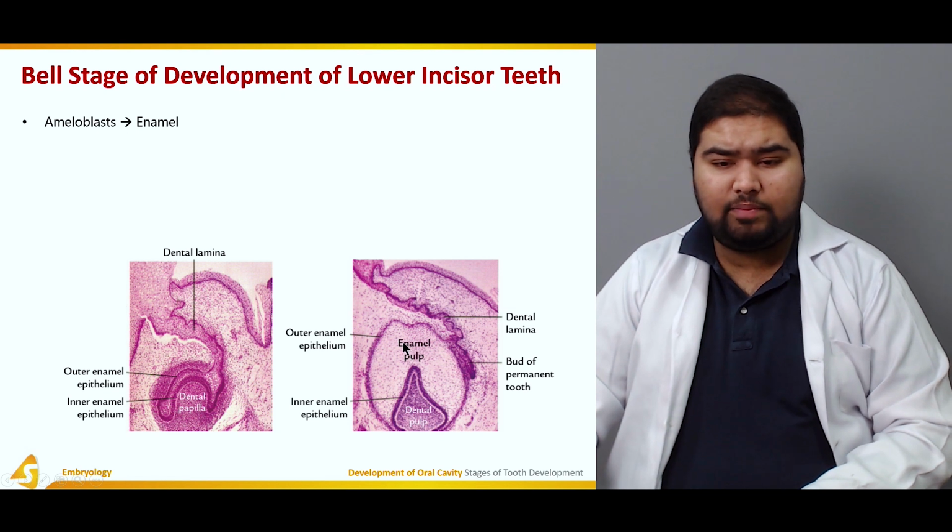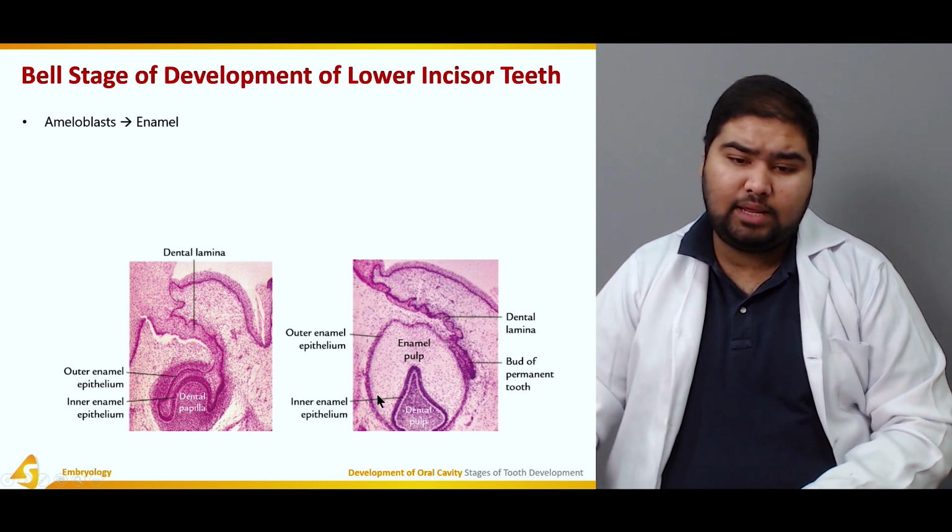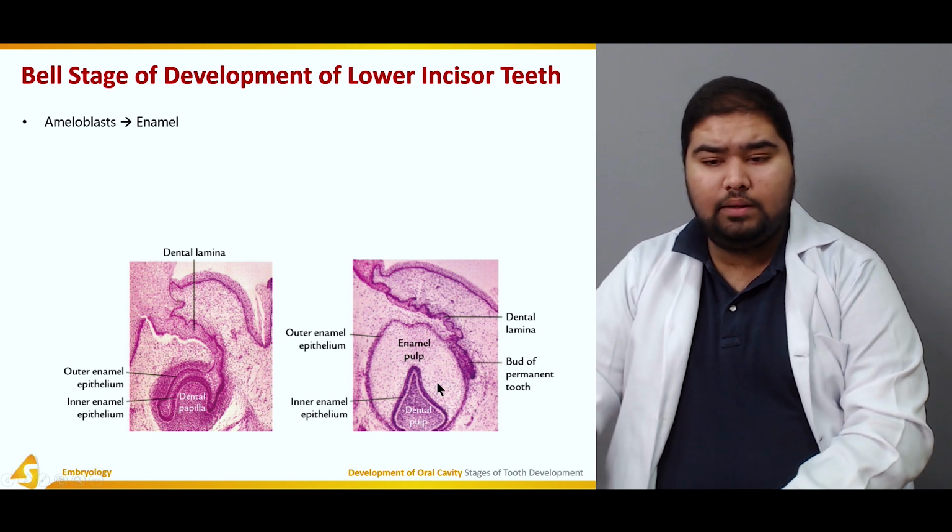Now let's see, the ameloblast gives rise to the enamel. So the enamel is formed by the ameloblast. This is the outer enamel, this is the inner enamel.